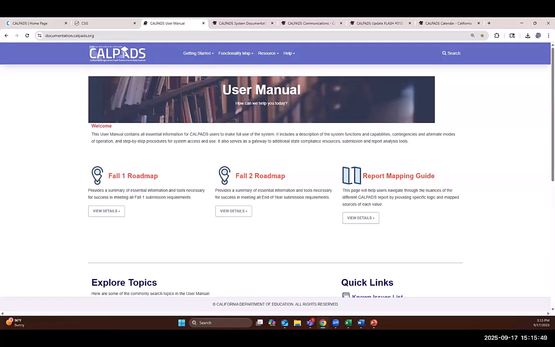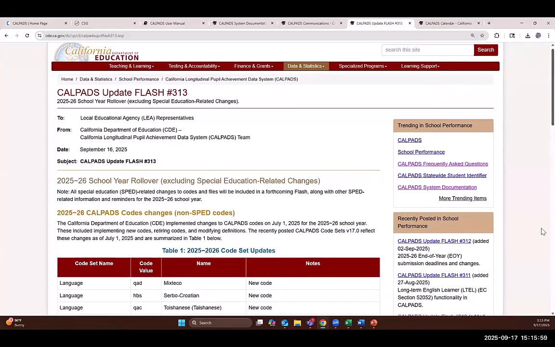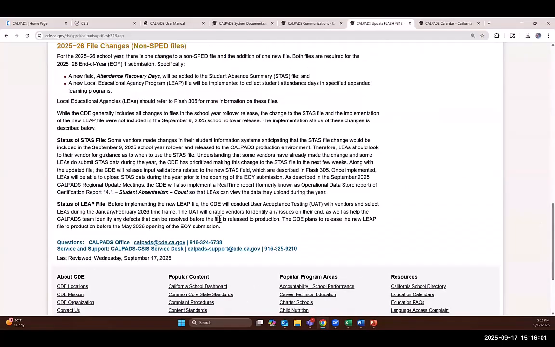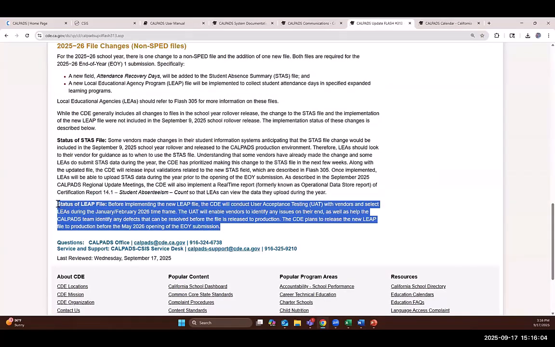Per my last review, literally about 5 minutes ago, you were looking for the LEAP file. Per Flash 313, the LEAP file is not available yet. And so if you scroll all the way down to the bottom, it states there that that is why you don't have access to the LEAP file and when that LEAP file will be made available.